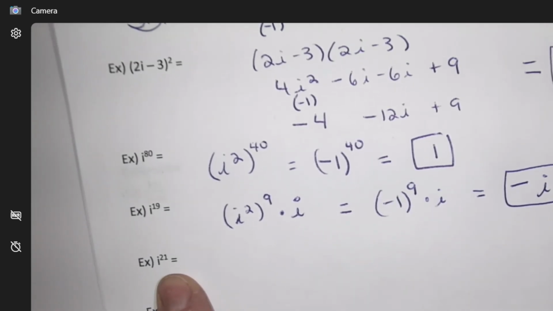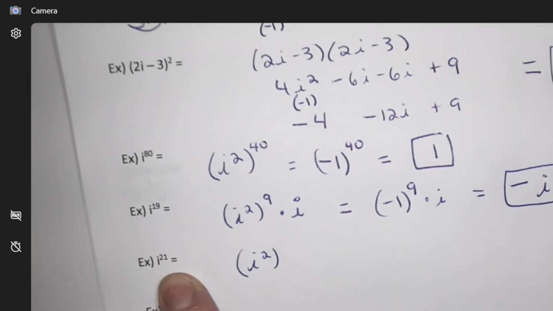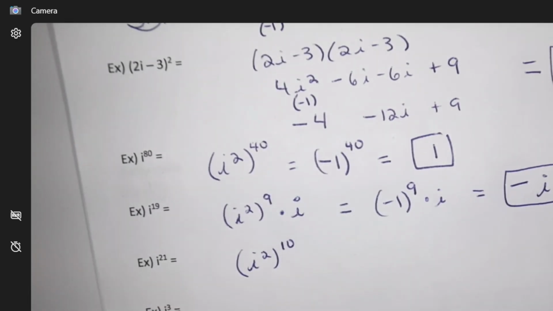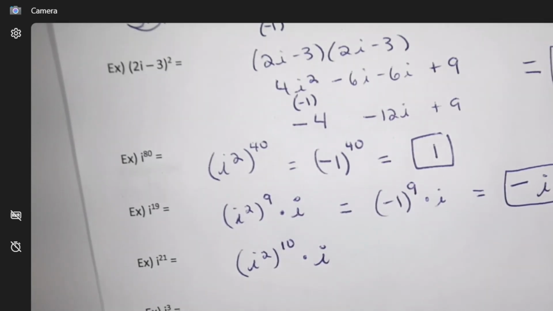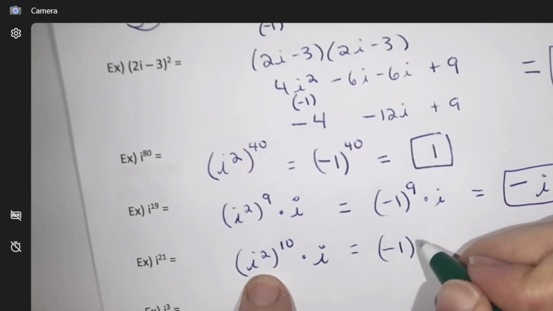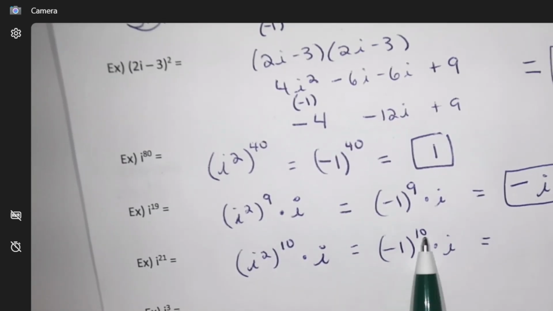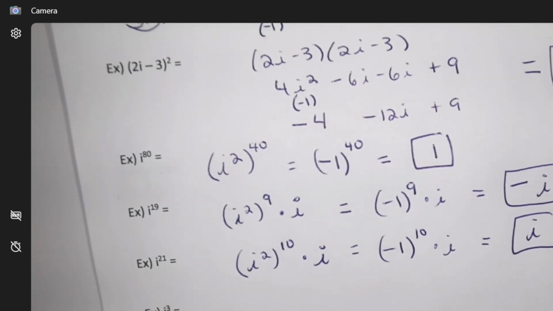Okay, we're going to do the same thing on this question. i squared. I can't get to 21, so I'm going to get myself to 20. So 10. So I'm at 20 i's right now, and one more. So there's 21 i's. So -1 to the 10th. So what is -1 repeated 10 times? +1, +1. So this is just i.